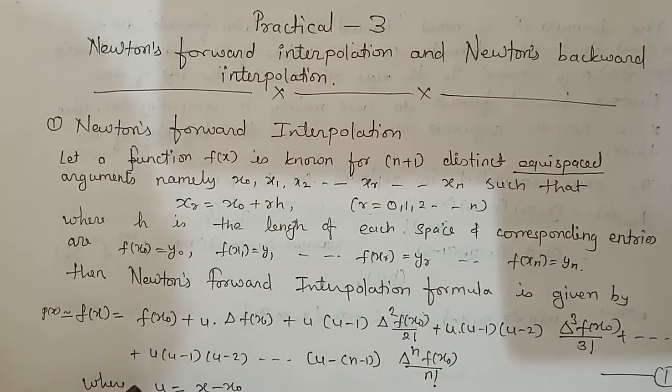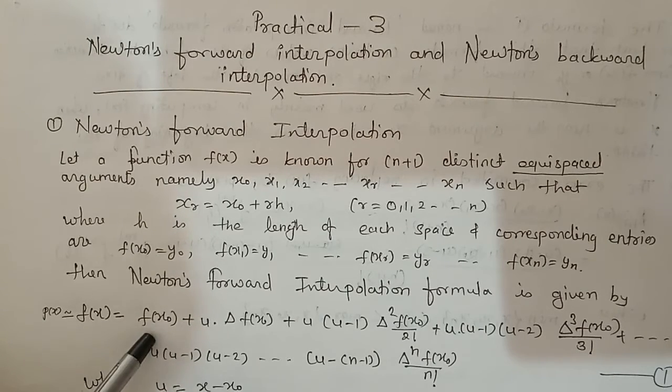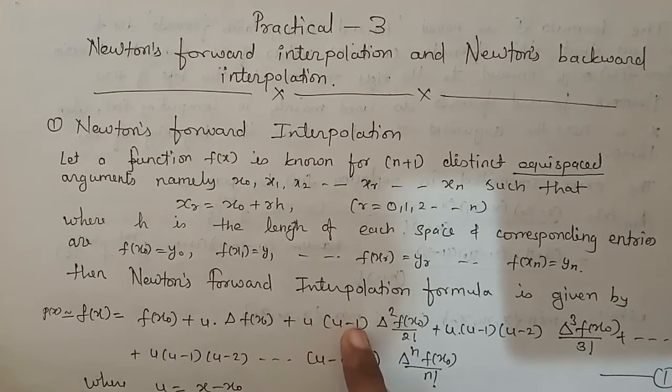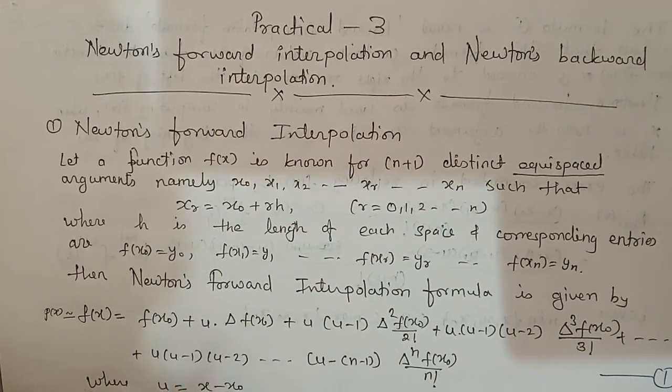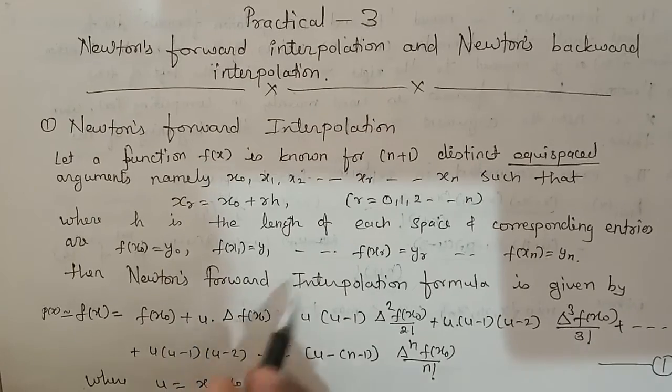So Newton's forward interpolation formula is given by f of x is equal to f of x0 plus u into delta f of x0 plus u into u minus 1 into delta square f of x0 upon 2 factorial plus u into u minus 1 into u minus 2 into delta cube f of x0 upon 3 factorial, up to the last nth term, which is u into u minus 1 into u minus 2 up to u minus n minus 1 into delta raised to n f of x0 upon n factorial, where u is nothing but x minus x0 divided by h.